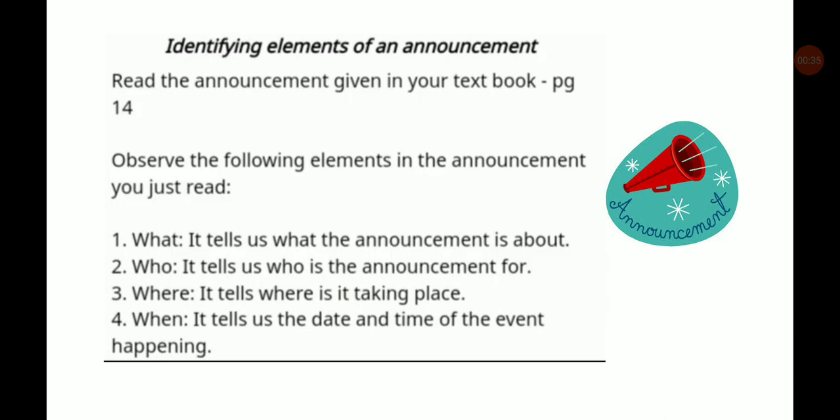Characteristics of announcement. Announcements can be found on our notice boards or are told during the school assembly. It is kept short and small so that people will understand it easily, such as what it is about, where it is happening, date and time. It does not exceed more than 4 to 5 sentences.